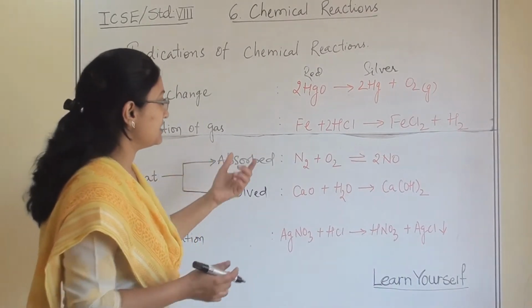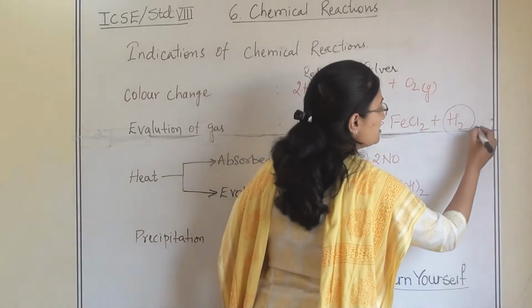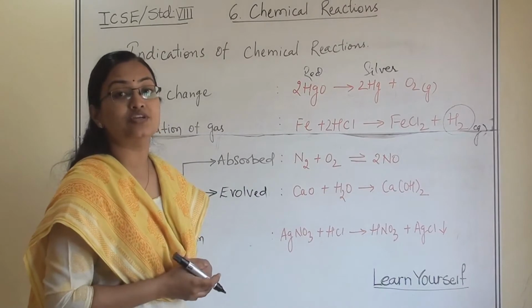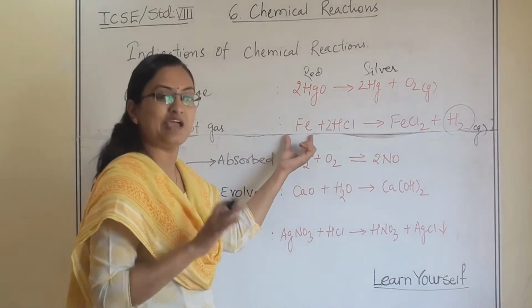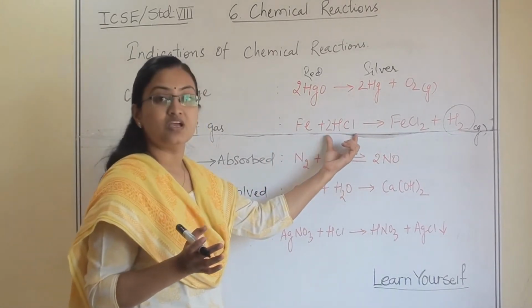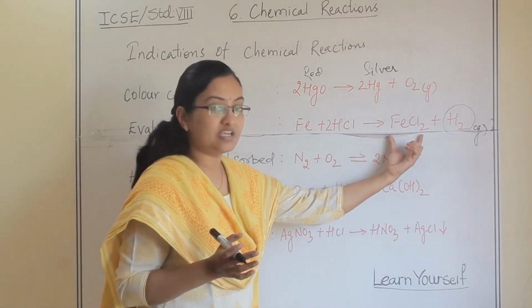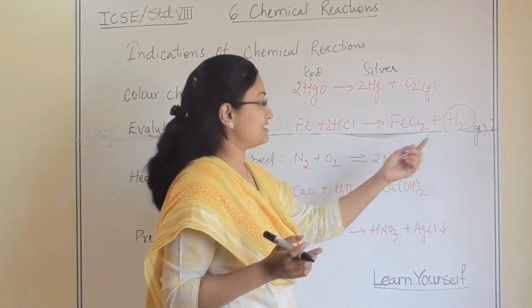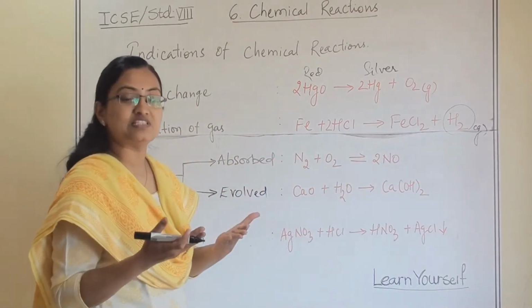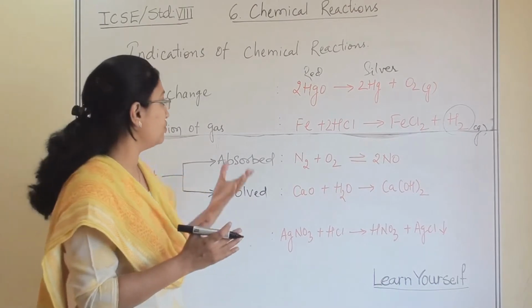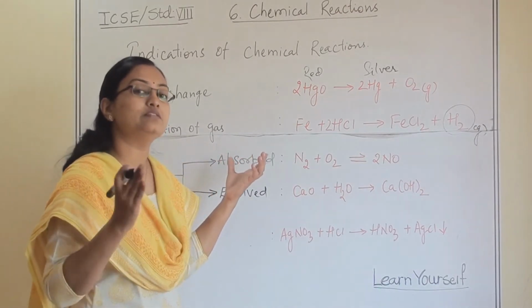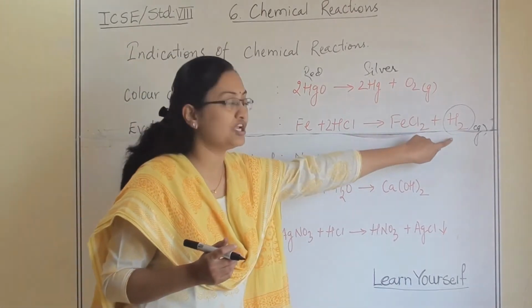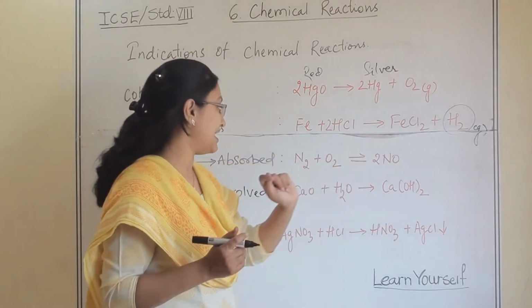Evolution of gas. So here the hydrogen, when it is evolved, we will get to know that our reaction has been completed. When iron, any metal, will react with acid, then it will give us a salt and hydrogen gas. So when any effervescence will start and stop, we will get to know that this reaction is happening and this reaction has been stopped. So this reaction will show the indication of evolution of gas.